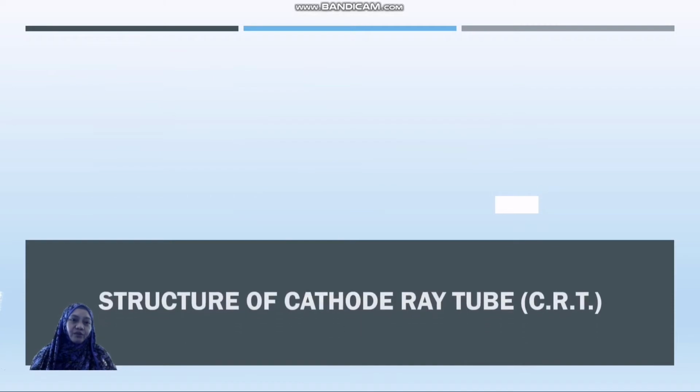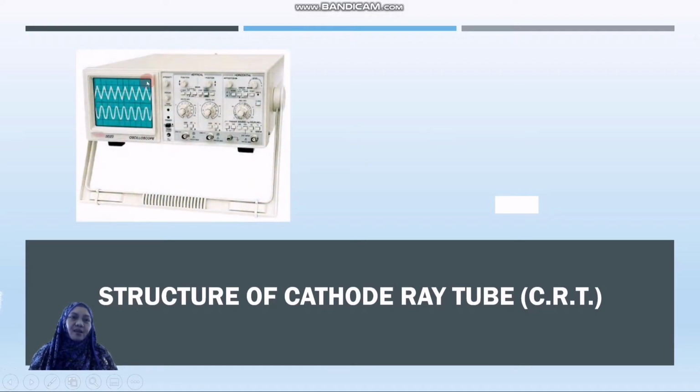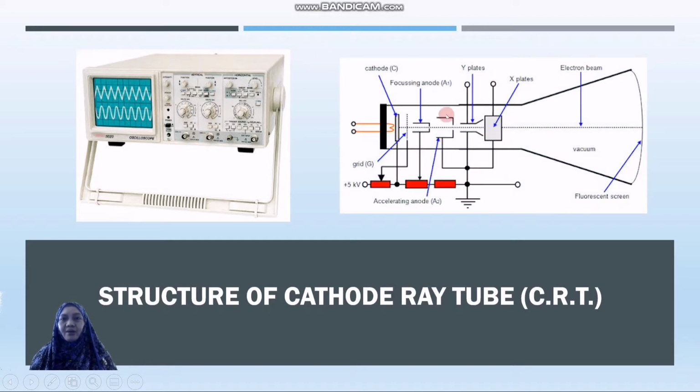So let's go to the first part of today's lesson, the structure of the cathode ray tube, CRT. This is how the cathode ray oscilloscope appears from the outside, and this is how the cathode ray tube looks from the inside. The cathode ray tube is a vacuum tube that consists of 3 major parts. So what are those parts and what are the functions of each? Let's go and find them.